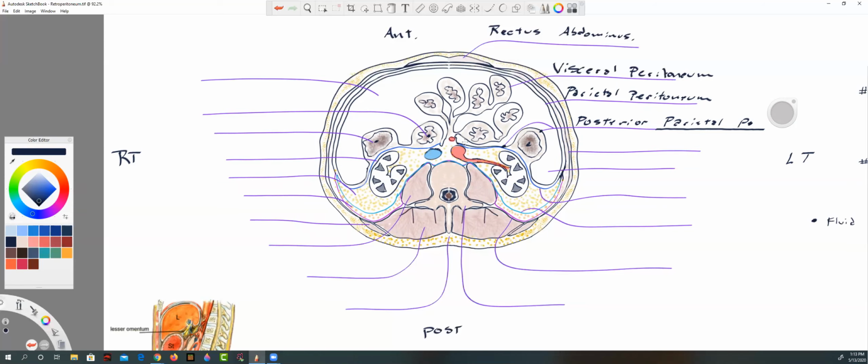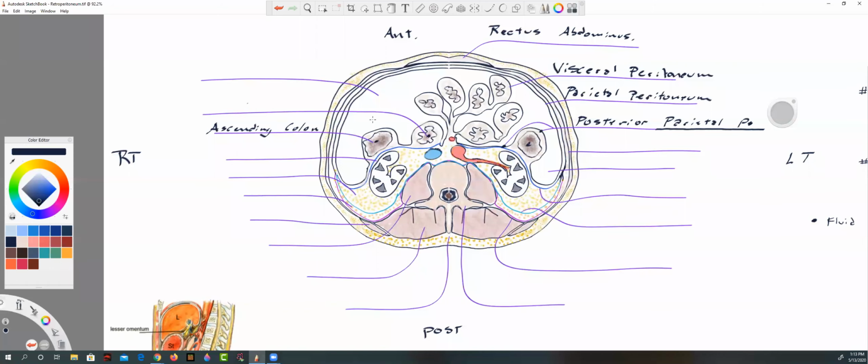Now, both of these larger guys here are colon. This here on the right is the ascending, meaning going up, colon. This one over here is descending colon. I don't have a line for it, and we'll just figure that one out later.